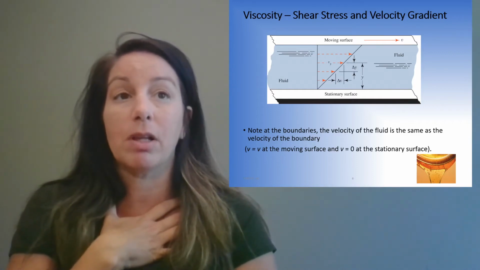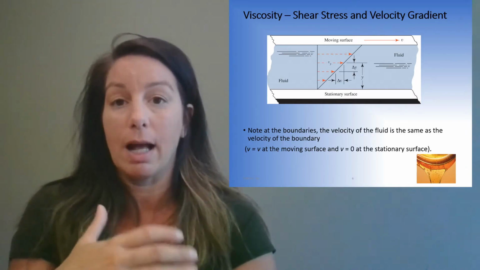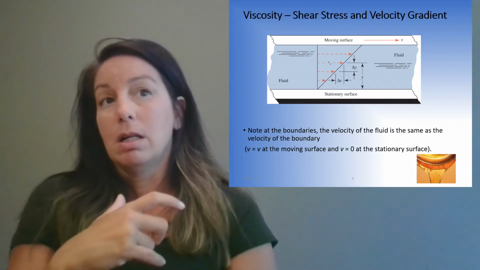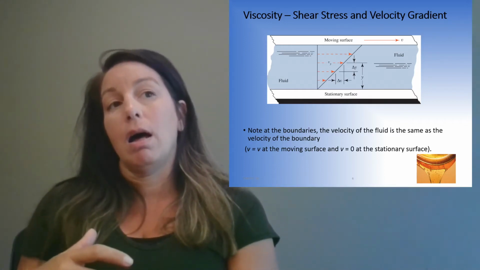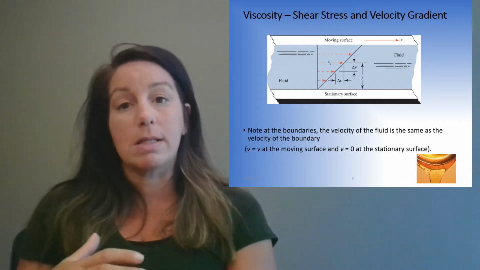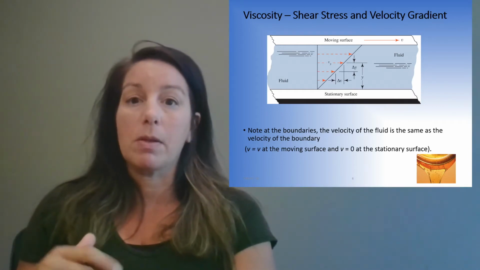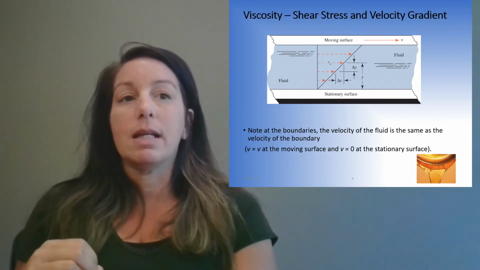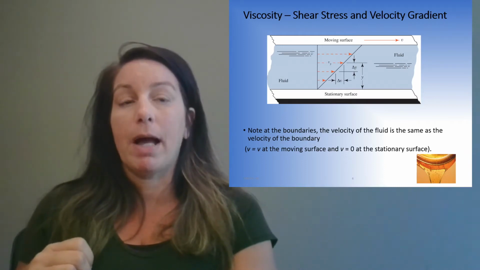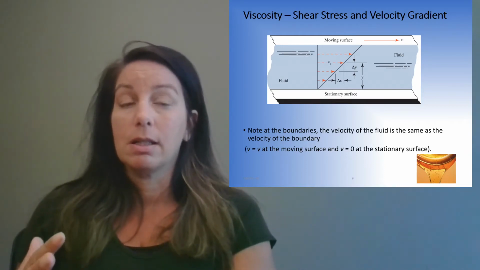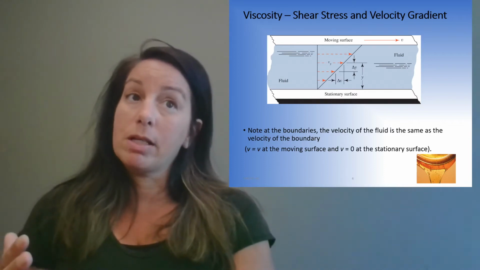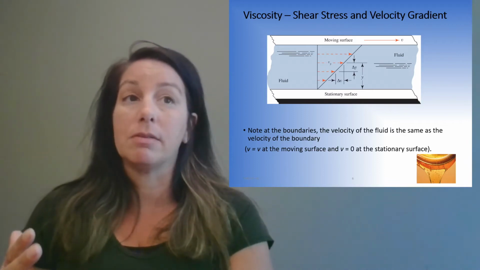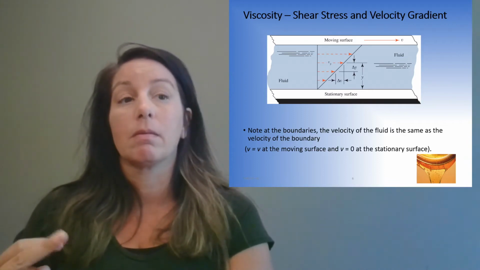Delta V is the change in velocity over the change in height, so basically the height relative to the station's surface. Okay. So in this example, it's linear. It's not always linear. We'll talk about this as we go along. So note at the boundaries, the velocity of the fluid is the same as the velocity of the boundary. So the stationary surface, the velocity is 0. Where the moving surface is applied, the top there, the velocity of the fluid at the top is the velocity of the moving surface. Okay.